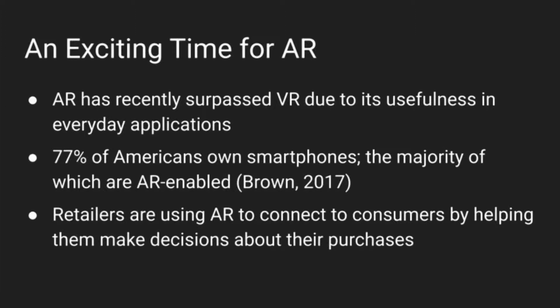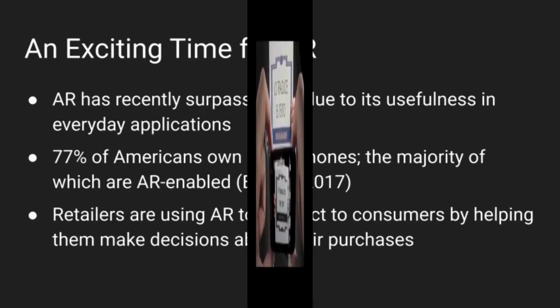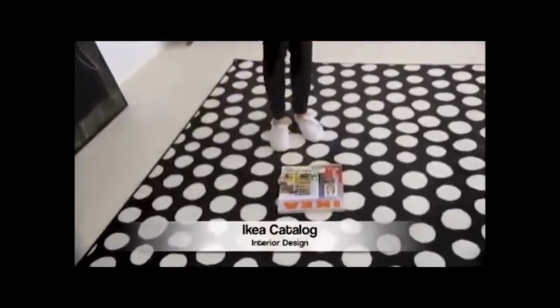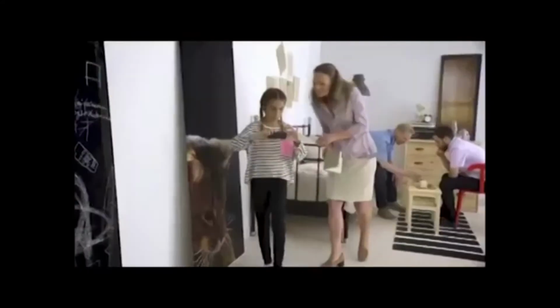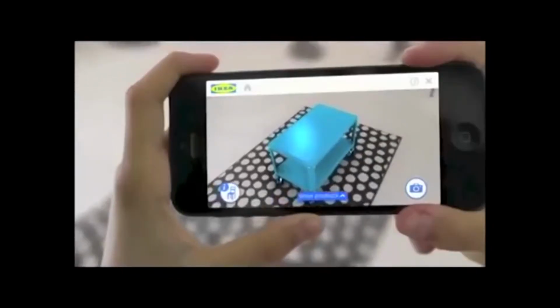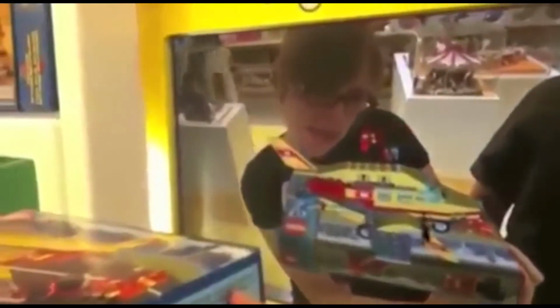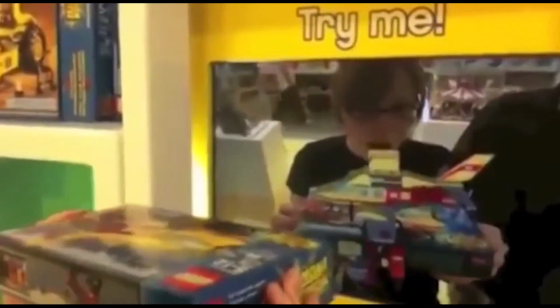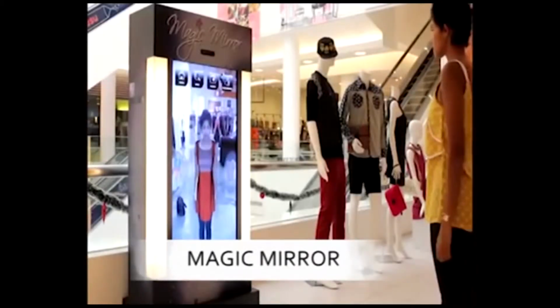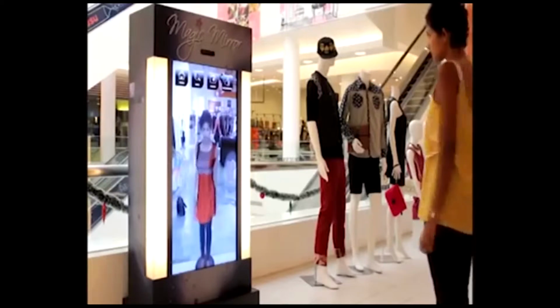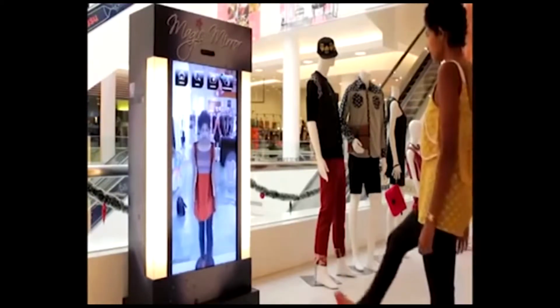Retailers are also beginning to use AR to connect to their consumers. Let's look at a couple clips from IKEA and the Lego store. Here, IKEA is using AR to help customers make decisions. Lego is putting special codes, triggers as they're called, on their boxes. And some department stores are using AR so people can see what they look like in an outfit without physically changing their clothes.